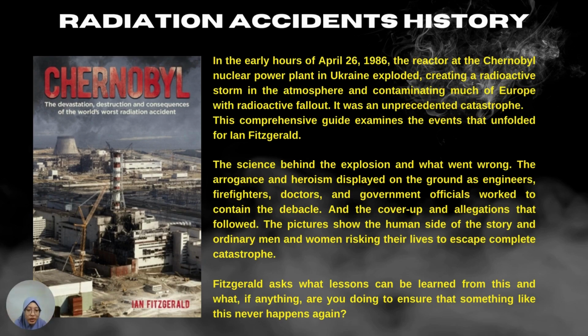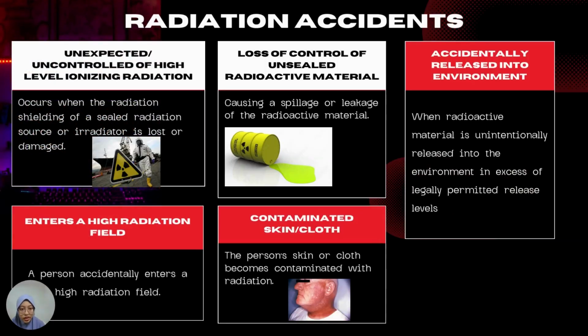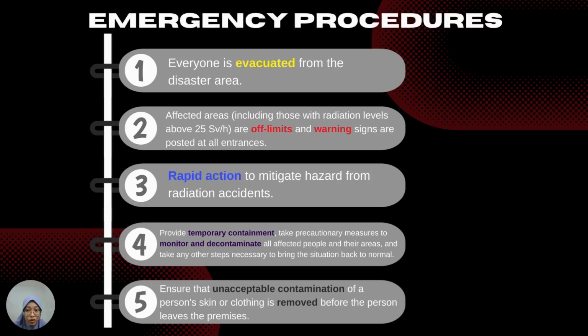to escape complete catastrophe. The radiation accidents that we can consider are unexpected or uncontrolled exposure to high-level ionizing radiation, loss of control of unsealed radioactive material, accidental release into the environment, and a person who enters a high radiation field accidentally and has contaminated skin or clothes.